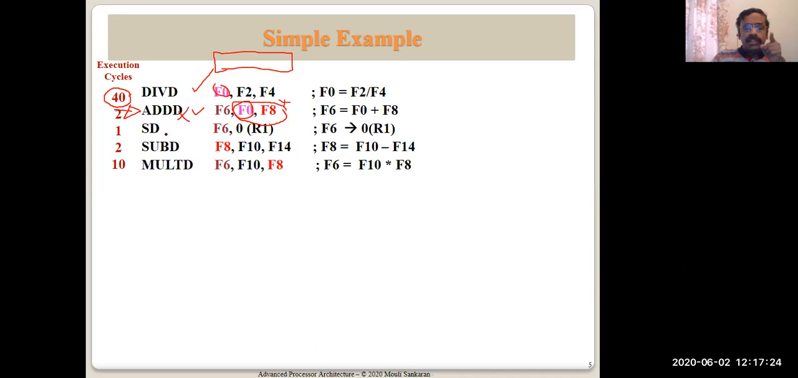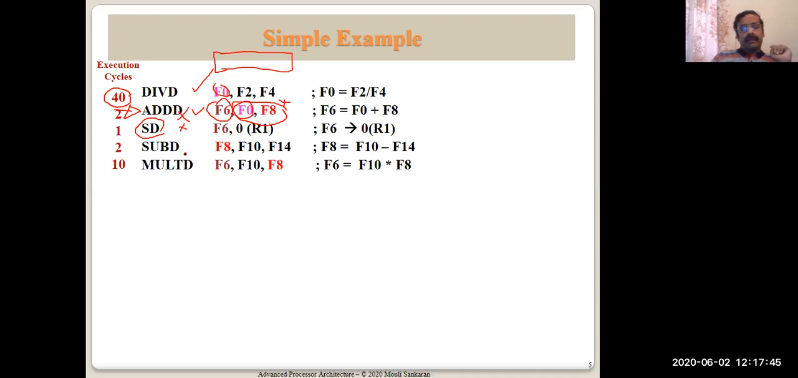Okay. Now, what about this store instruction? I am using it as a store instruction here. If you remember, store means it is storing a value from F6 to some other memory. This is also held up because F6 is not ready. F6 is going to be computed by this add instruction. Then only it can store it. So this instruction is also held up.